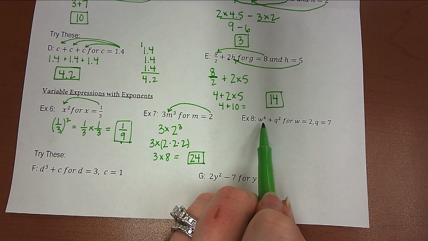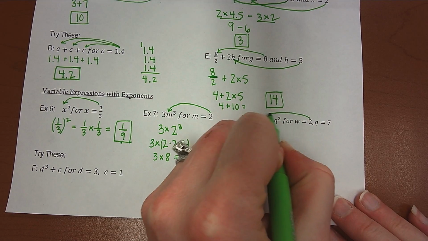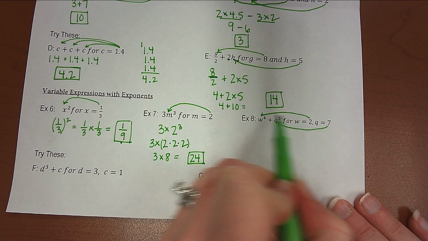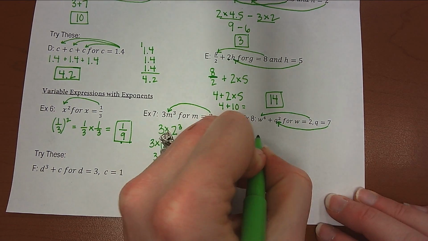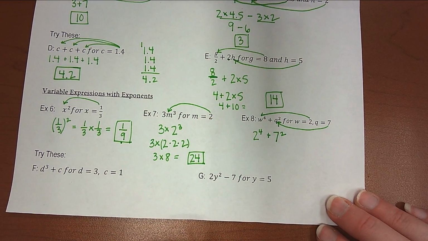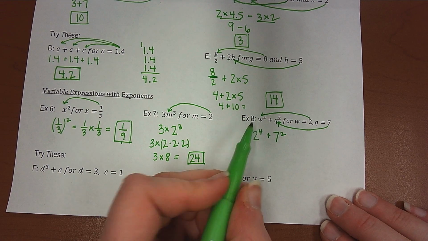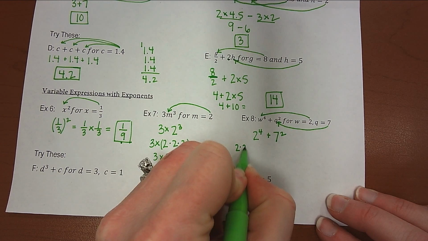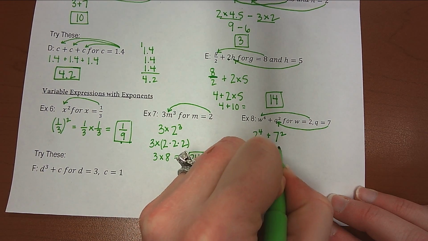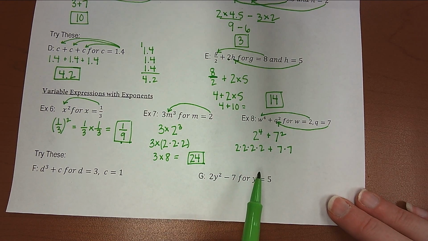Example number 8 says w to the fourth power plus q to the second power for w equals 2 and q equals 7. So again, I'm just plugging these numbers in for the given variables. 2 to the fourth plus 7 to the second. When we use order of operations, we're going to start with exponents. 2 to the fourth is 2 times 2 times 2 times 2, plus 7 to the second is 7 times 7.